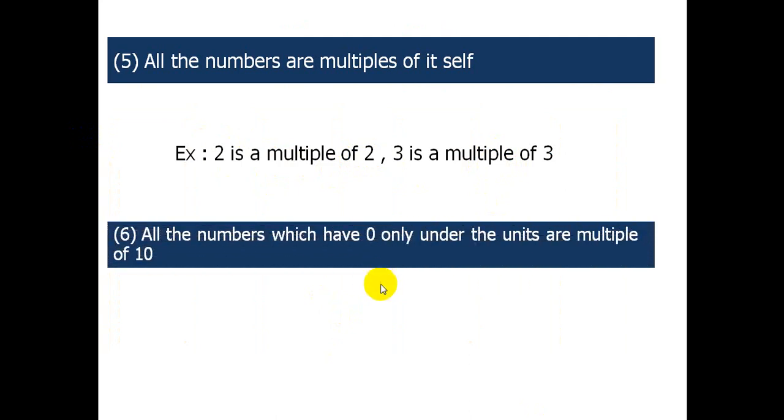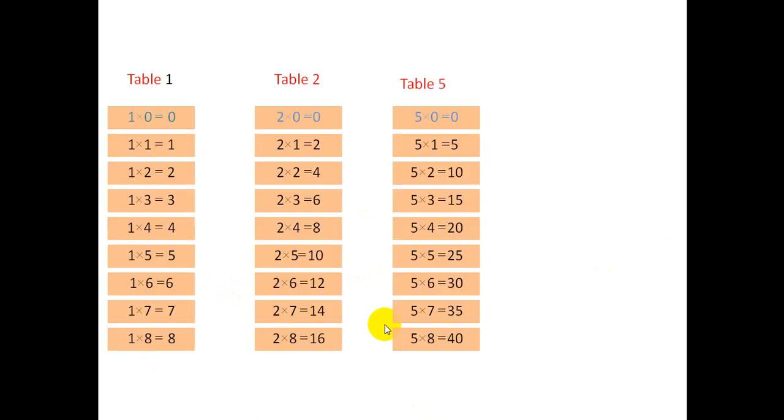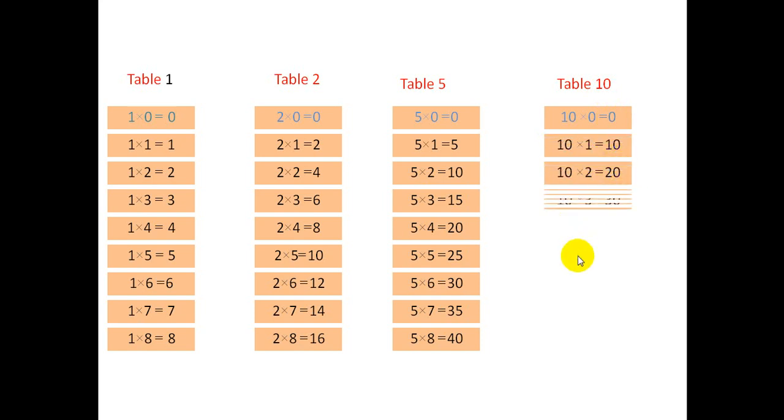And the last note here, he said all the numbers which have 0 only under the units are multiples of 10. Okay, let's see this. Look at table 10, here in Junior 4. Here I have table 10. Let's start. 10 times 0 equals 0. 10 times 1 equals 10. 10 times 2 equals 20, and so on. Look at the result here. I have 10. Under the unit I have 0. 20. Under the unit I have 0.